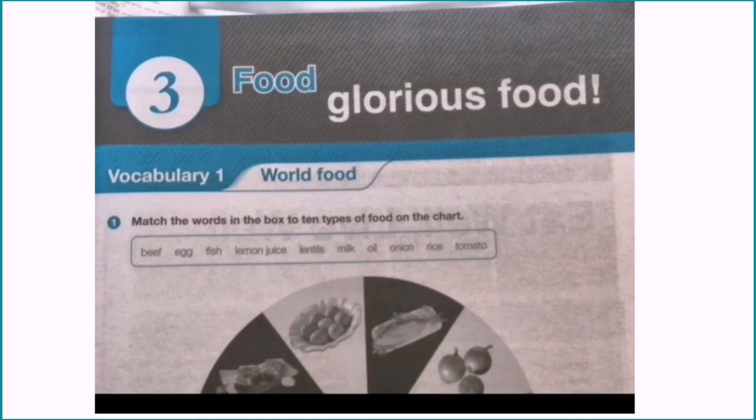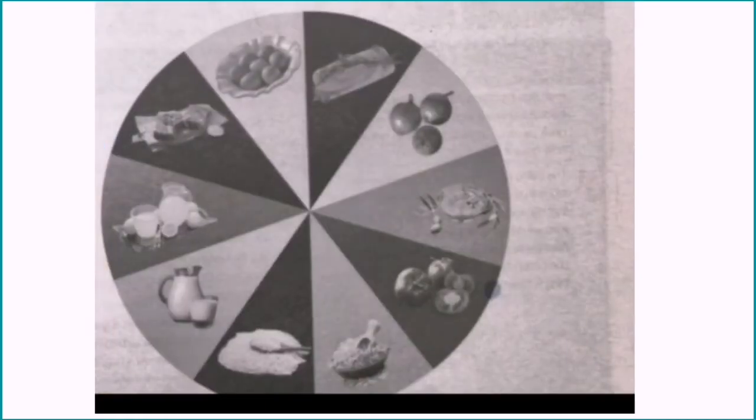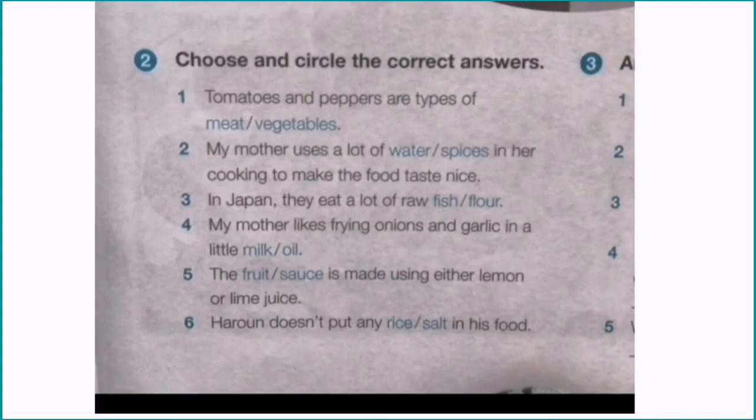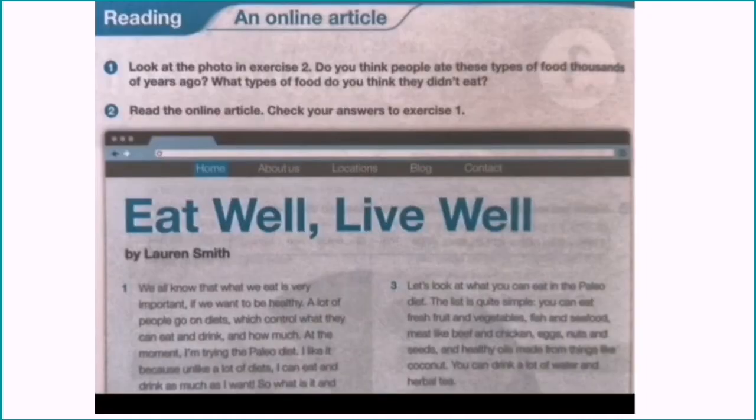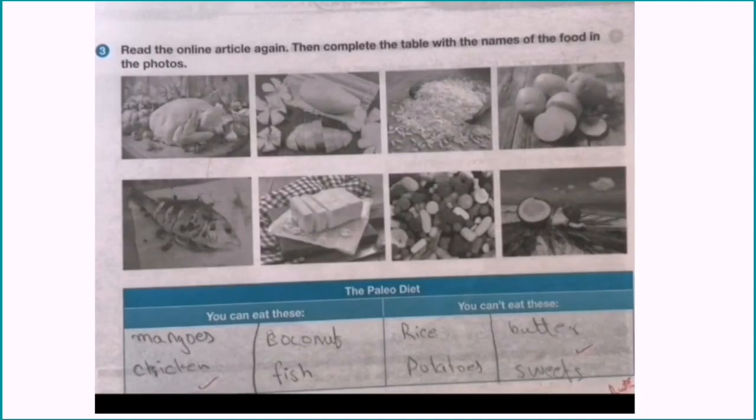In exercise 1, we matched the words in the box to 10 types of food on the chart, and there was a chart. After matching the food items with the chart, what did we do? We solved exercise 2, exercise 3, and then there was reading an online article, Eat Well, Live Well. After reading, we did solve some exercises.